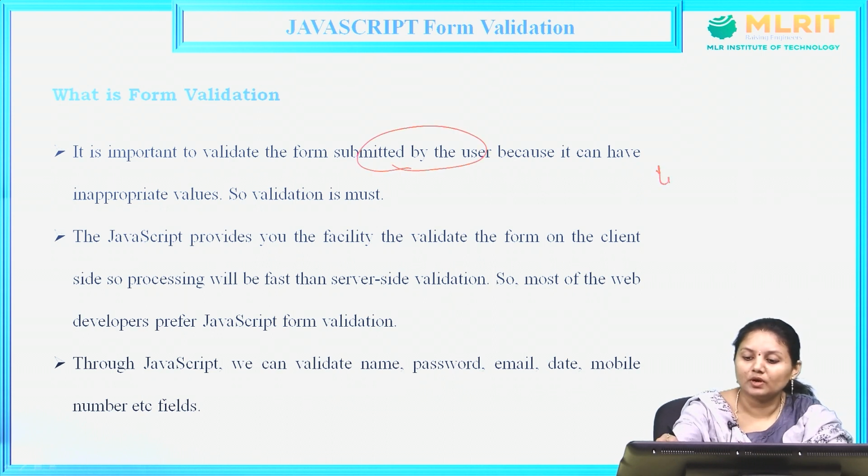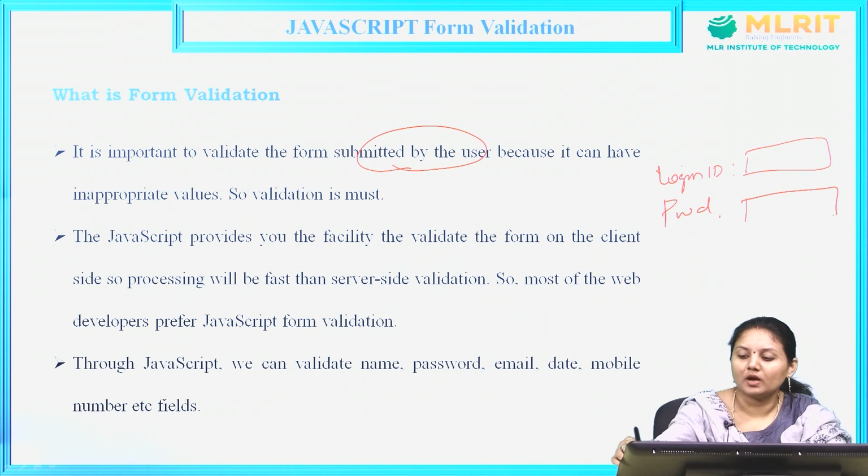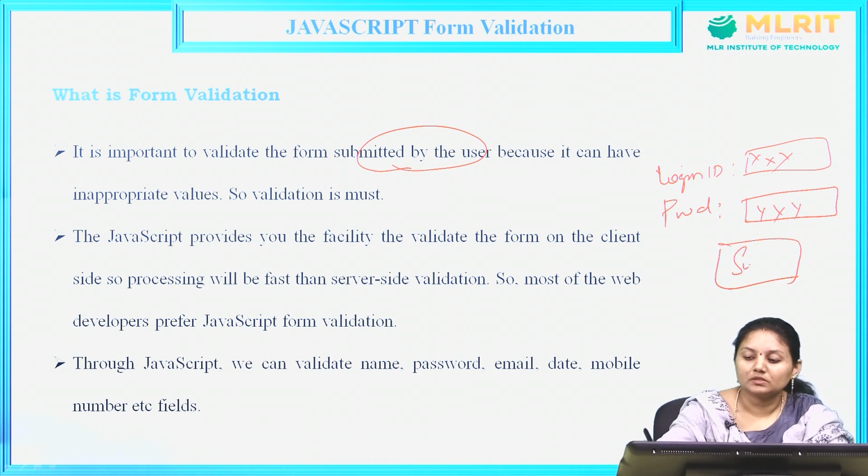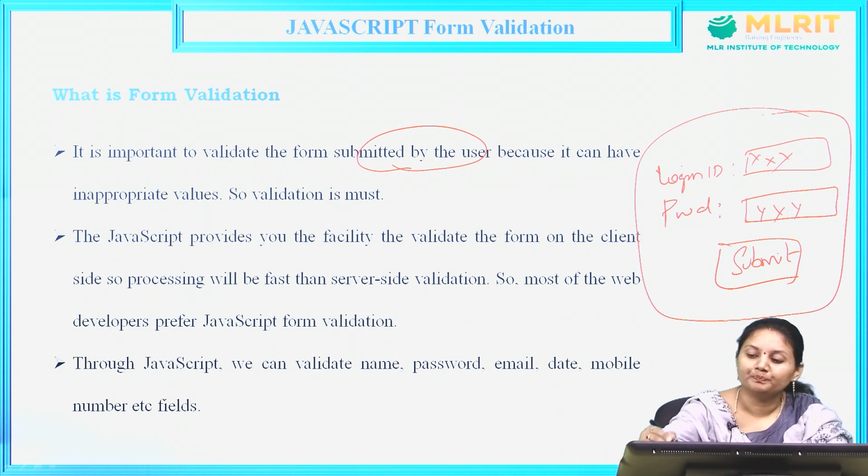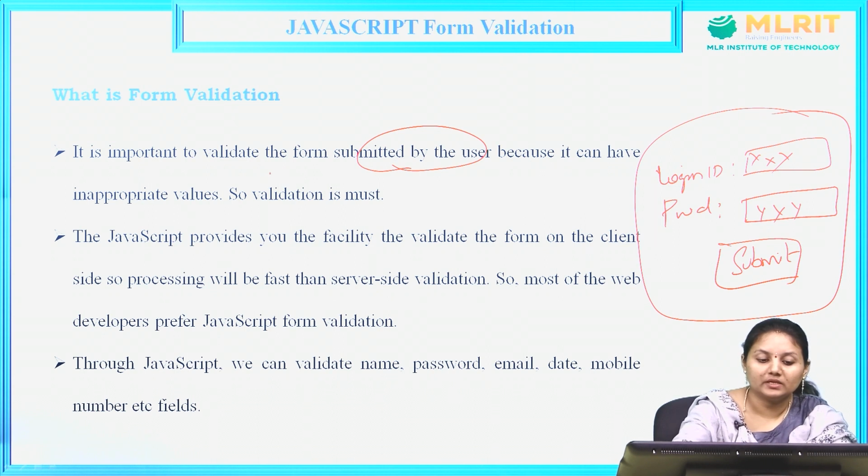Suppose you have a login ID or username and password. Here you have input boxes where the user will enter inputs, and one button, a submit button or click button that we have to use. This is where the user interacts with the server. So, we validate the form submitted by the user because it can have inappropriate values. If the username is XXX but I am giving XXX1, then it should not get submitted.